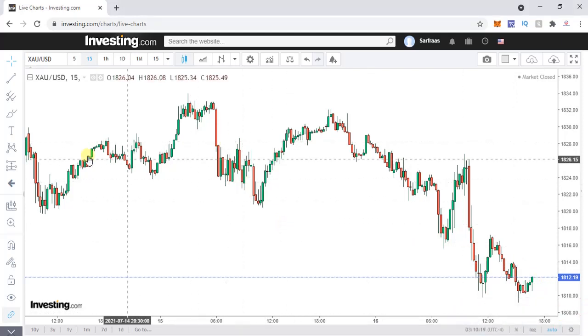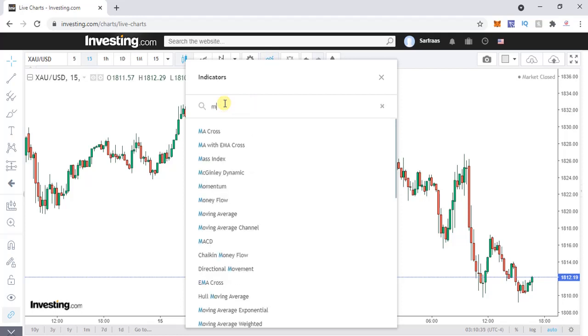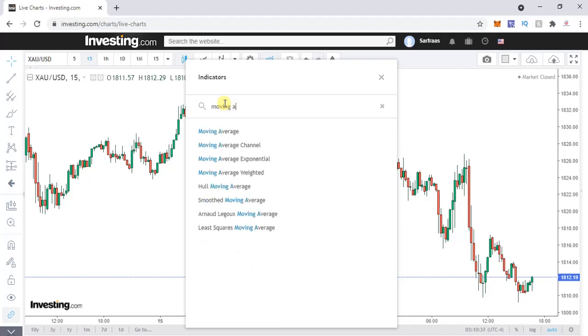Now, to draw the indicator, what you need to do is go into the indicators. Once you go into the indicators, there are a lot of indicators over here. Right now, we are covering moving averages today, so I'm going to select moving average. You can see a lot of moving averages over here.